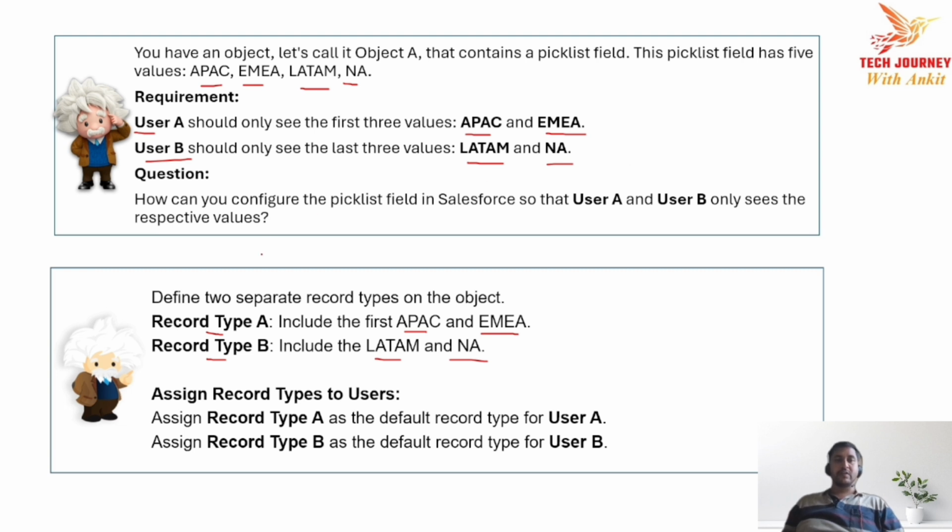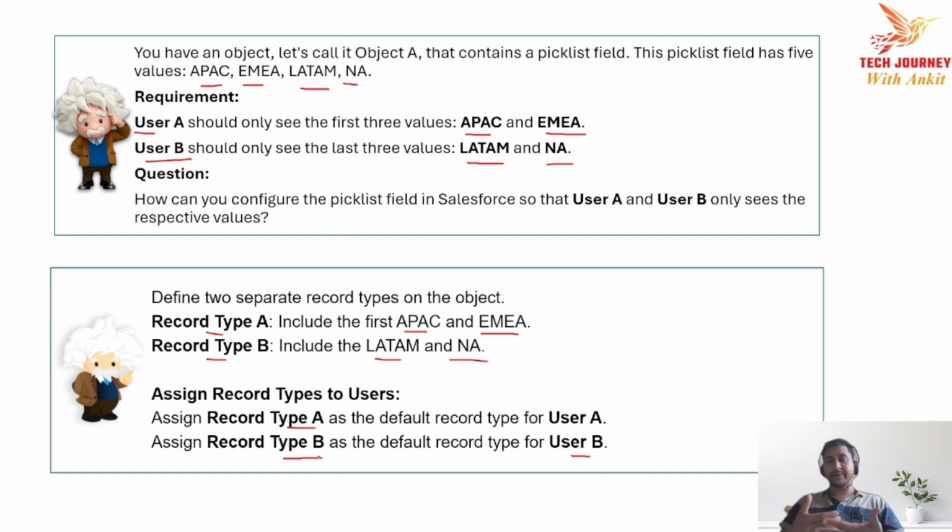After that, we will assign these record types to the specific users. So when user A logs in, user A will see the values which are available on record type A. Similarly, when user B logs in, user B will see the values which are tagged on record type B.